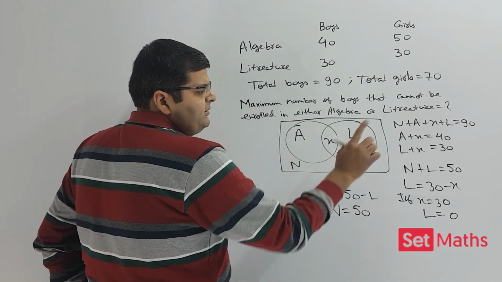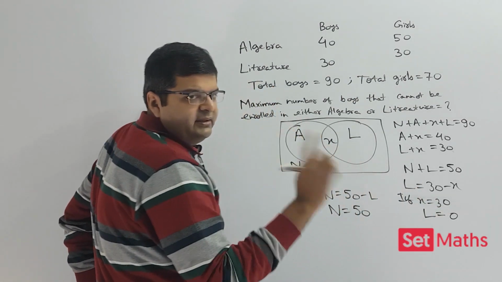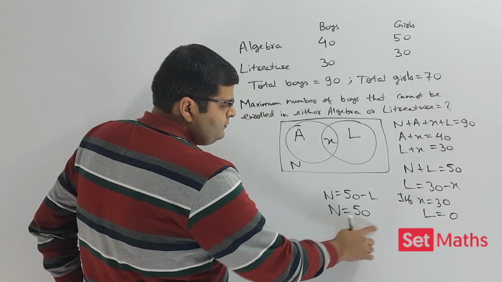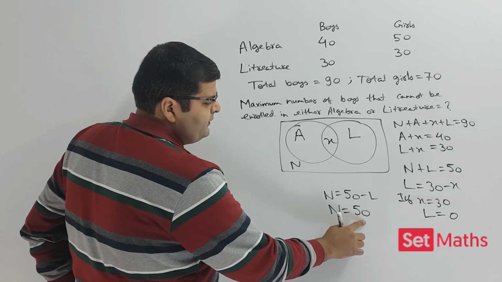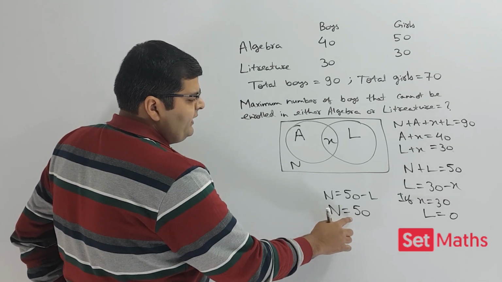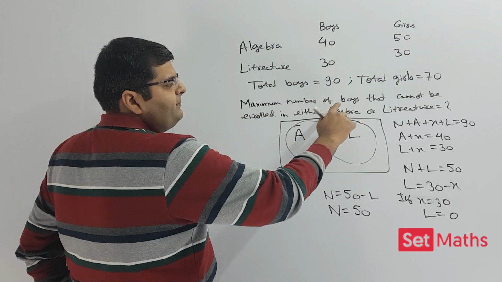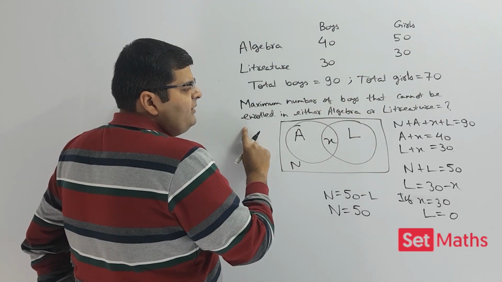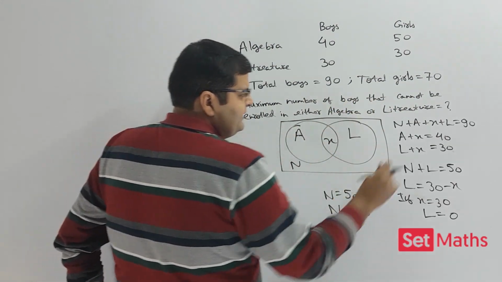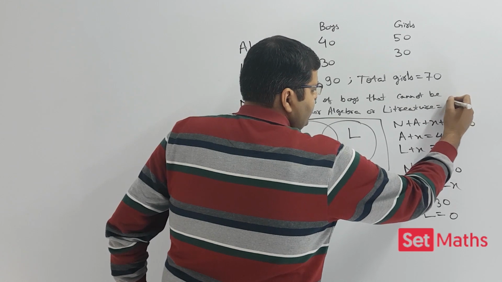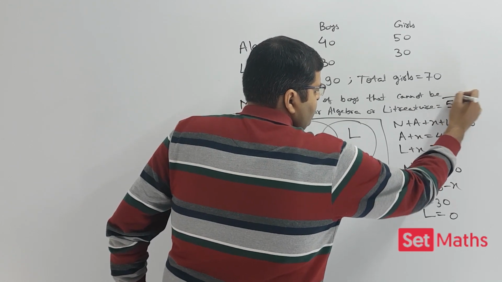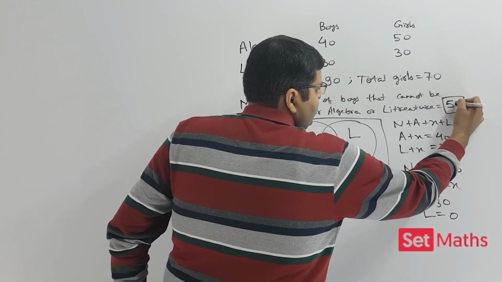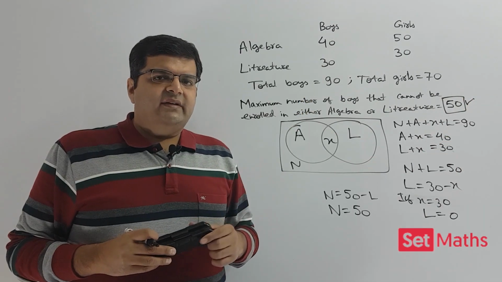For the maximum possible case, X has to be 30. So N is coming out to be 50. That is the maximum possible value of N. So the maximum number of boys that cannot be enrolled in either algebra or literature is equal to 50. So 50 over here is how we solve this question.